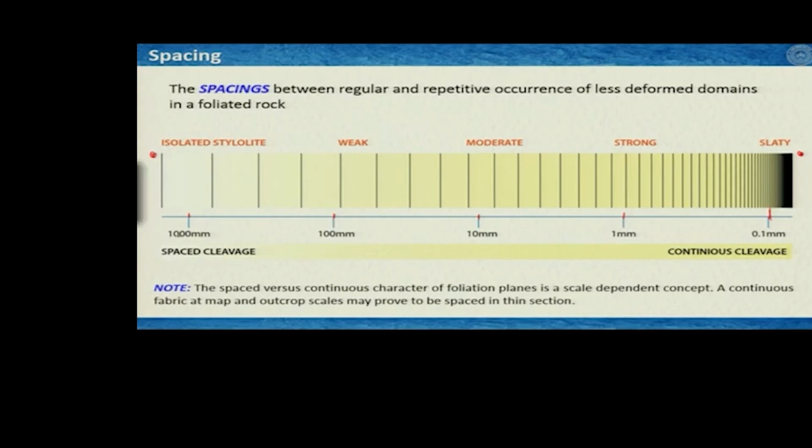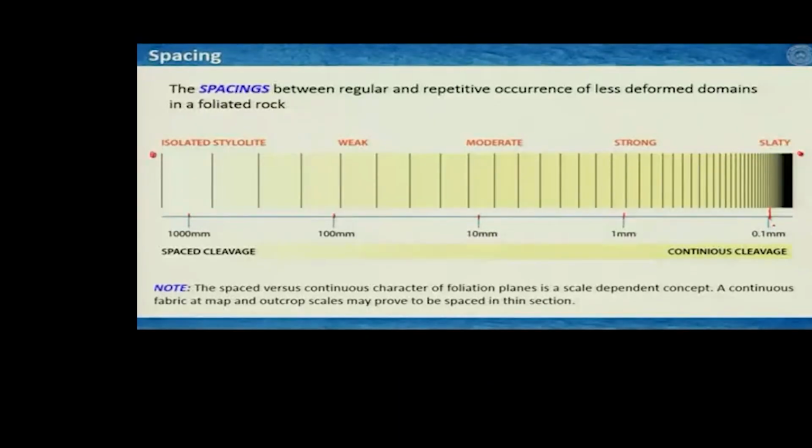So, this is in log scale. If the spacing between two cleavages or two deformed domains in the foliated rock is extremely close, close to 0.1 millimeter or less, then we define it as slaty cleavage. That means you cannot distinguish the space between the two foliations or two layers of foliations.